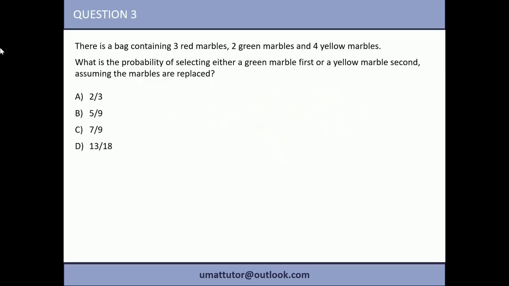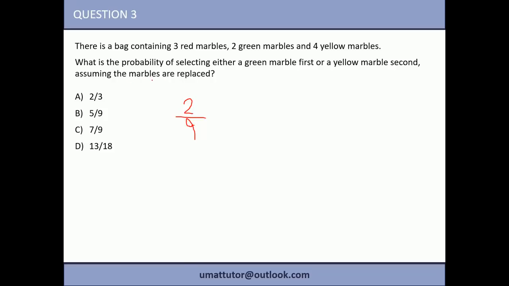Going to question 3, it's the same setup, but the new question is, what is the probability of selecting either a green marble first or a yellow marble second, assuming the marbles are replaced? So it's a similar principle to before, where we're adding together two individual probabilities, given it's an either-or type of question. So if we're looking for the odds of selecting a green marble first, that would be 2, because there are 2 green marbles out of a total of 9.